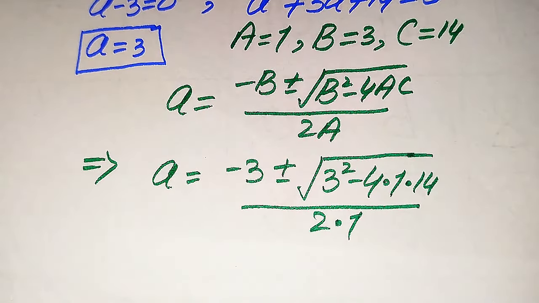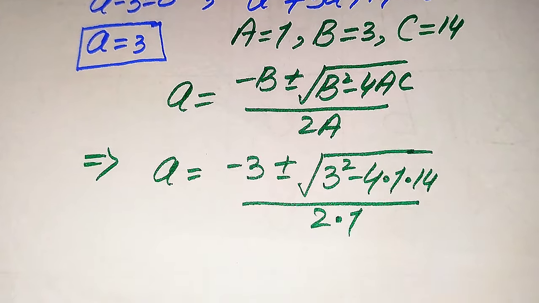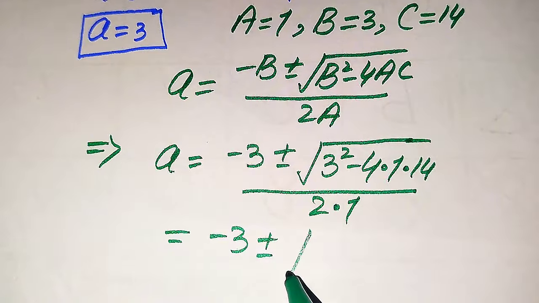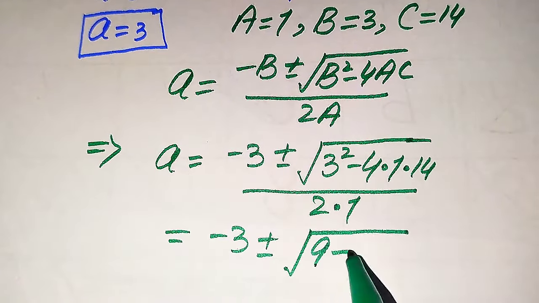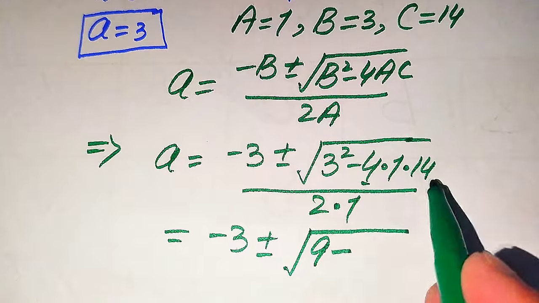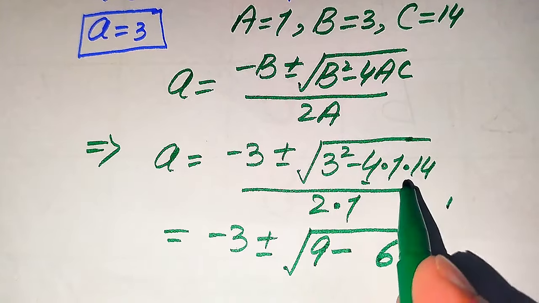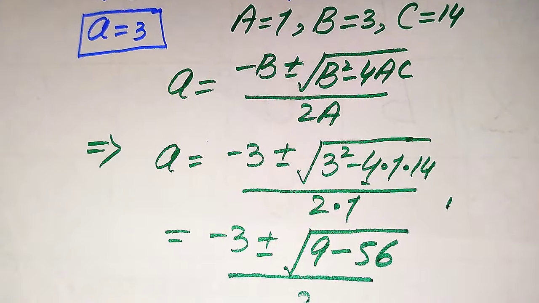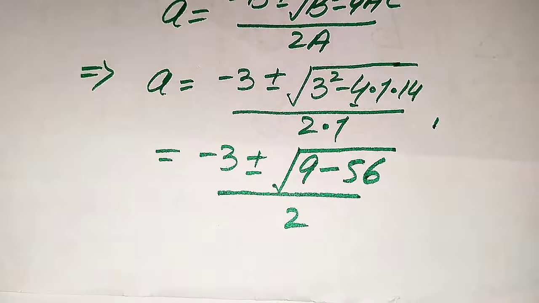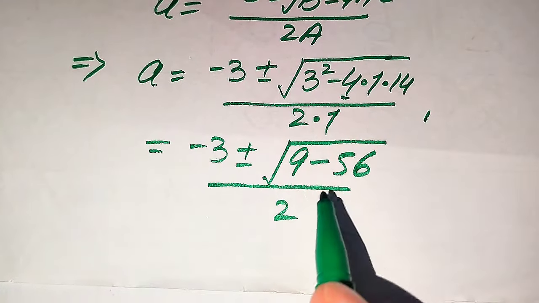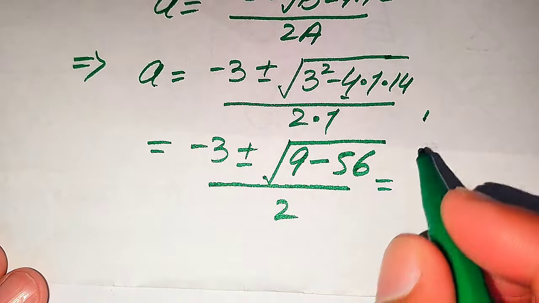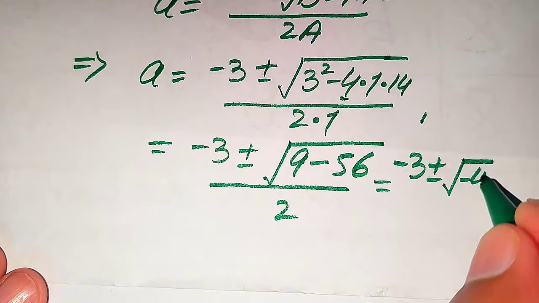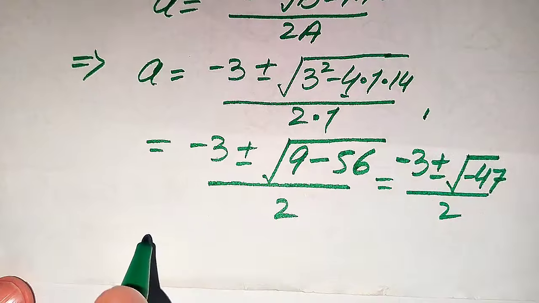Here we need a little bit more simplification, and it will be written in this form. This is minus 3 plus minus square root of 3 square becomes 9 minus 4 times 14. 4 times 4 is 16, we write 6 and carry 1, 4 times 1 is 4 plus 1 is 5, so 14 times 4 becomes 56, and it is divided by 2 times 1 equals 2. So here we need to subtract these two values, and it will be written as minus 3 plus minus square root of 9 minus 56 becomes minus 47, and it is divided by 2.